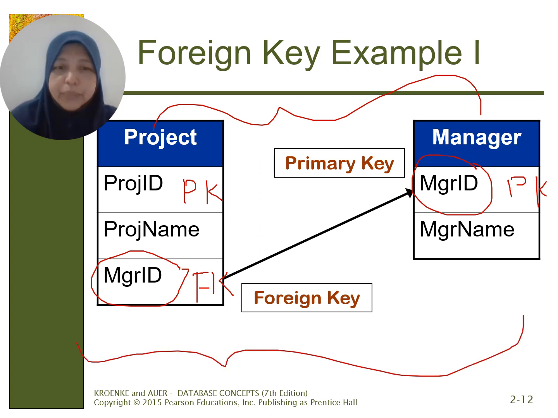So for every pair, every two entities or every two tables that have a link together, you have to create one foreign key.